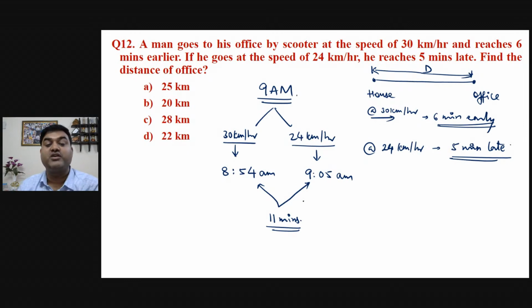Now let's find out what all things are given. Distance remains the same, right? The 11-minute difference is there when the speed is changing. Speed is changing, so can we find the distance now? Let's try how to find this. You know the total time difference between this speed and this speed, so find the distance using this. Can you find the value of the distance between house and office now?